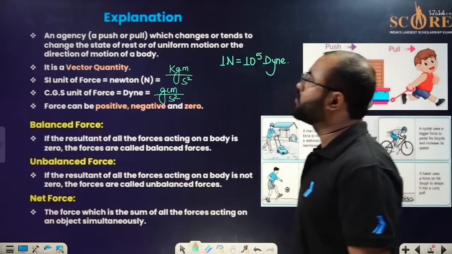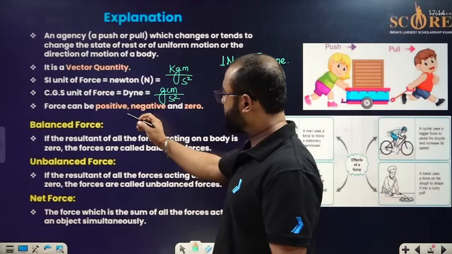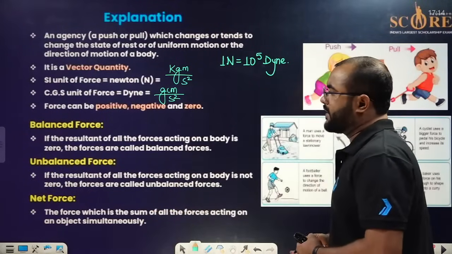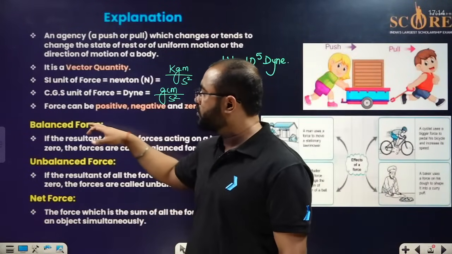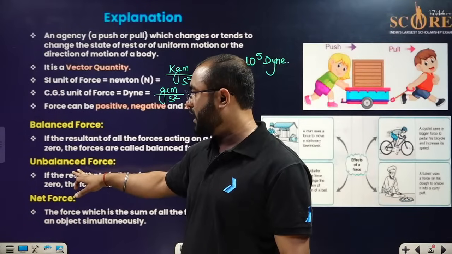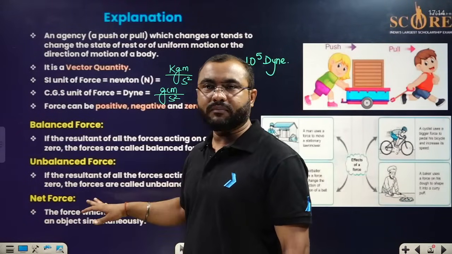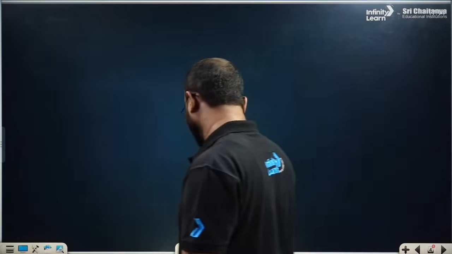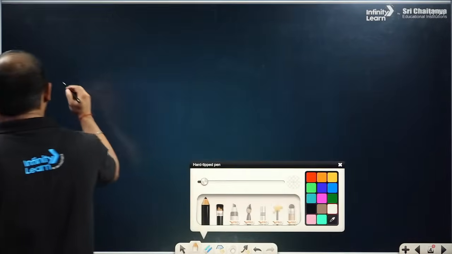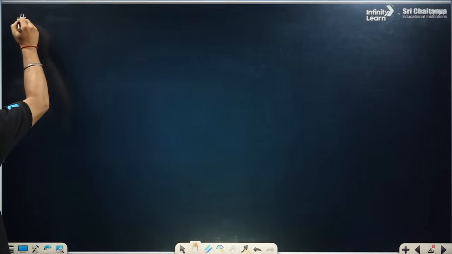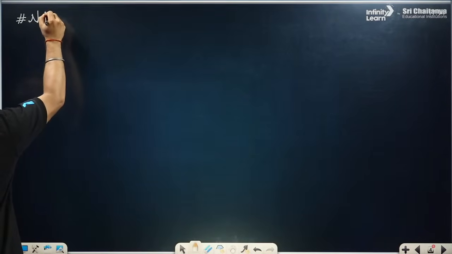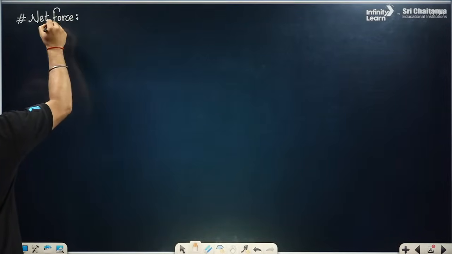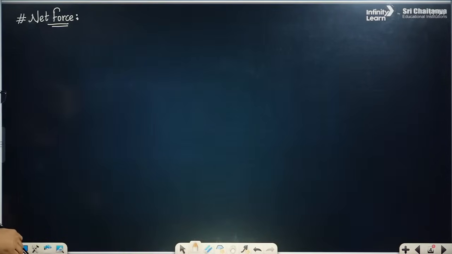As I have told you, force is a vector quantity, so it can be positive, negative, and zero. That is what force is all about. After understanding forces, we have to go through balanced forces and unbalanced forces. To understand these, we have to understand the net force, everyone. If we talk about net forces, I request you all to please pay attention. I believe you might have gone through net forces in your junior classes.